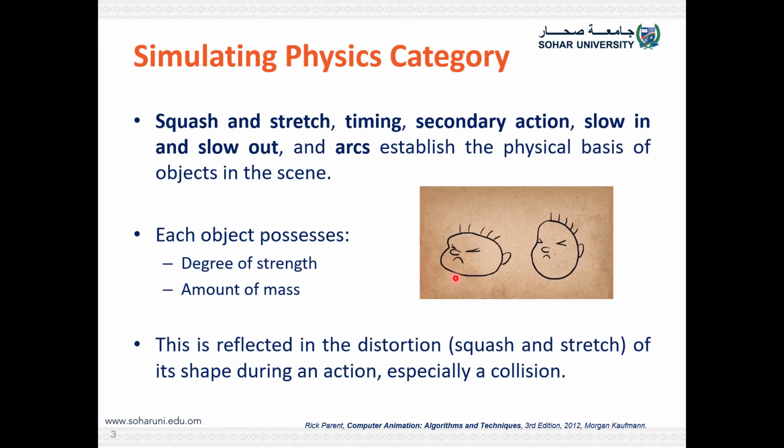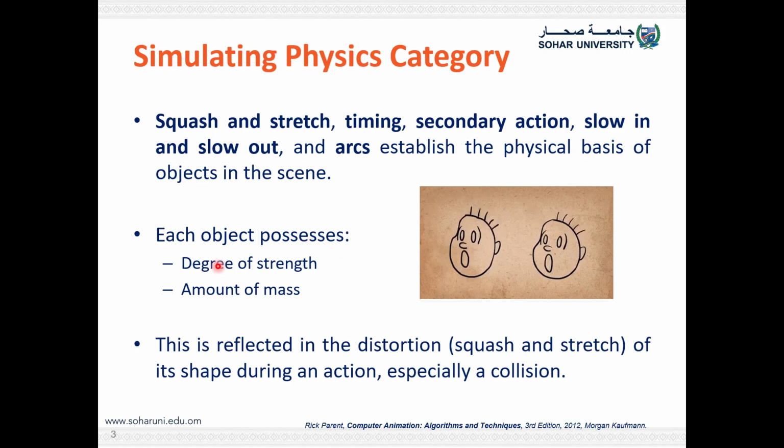Now, these principles are divided into categories. The first category is called simulating physics. Under this category, we have these principles: squash and stretch, timing, secondary action, slow in and slow out, and the last one is called arcs.